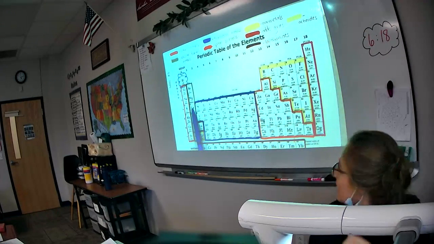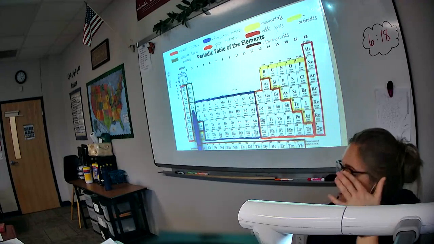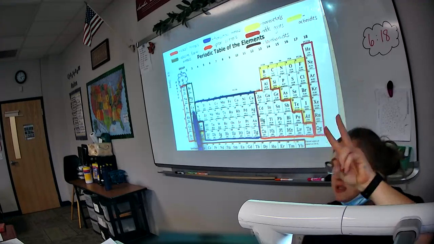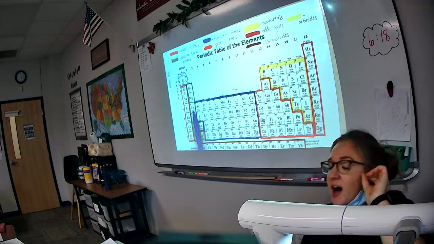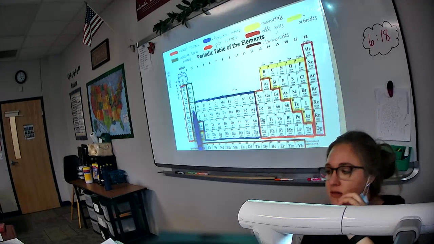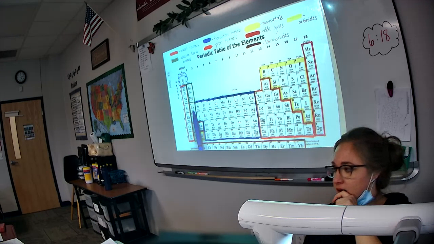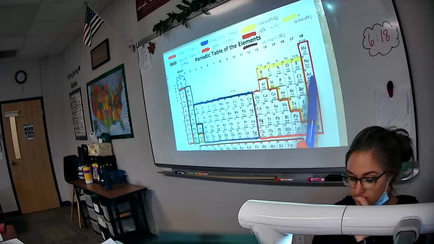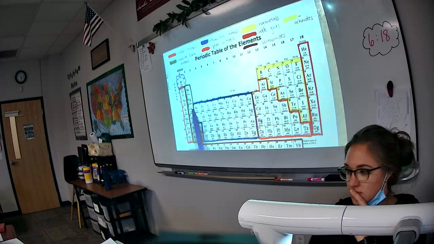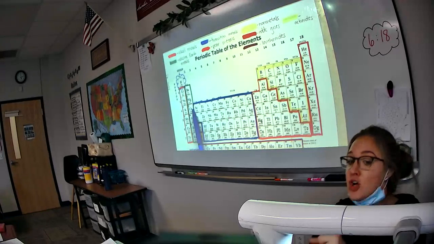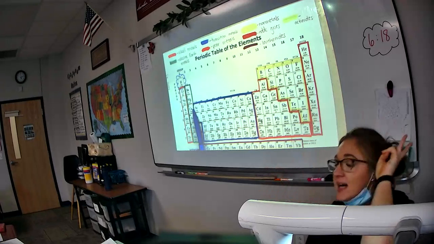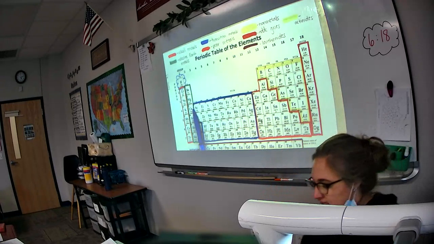Calcium. How many valence electrons? There we go. Good. 2 valence electrons. Okay. New question. How many full shells does calcium have? How many full shells? Full shells. It has 4 shells total, but that last shell is not full. So it has 3 full shells. Does that make sense? Here's calcium.